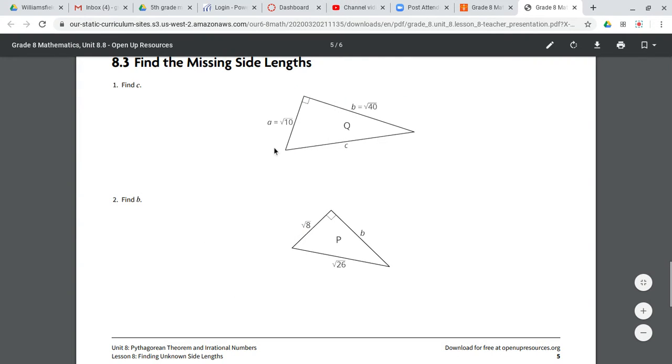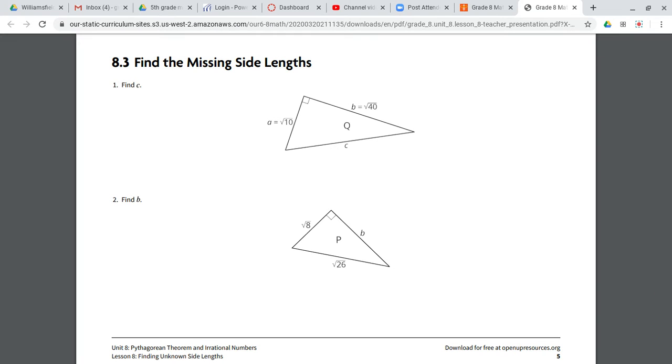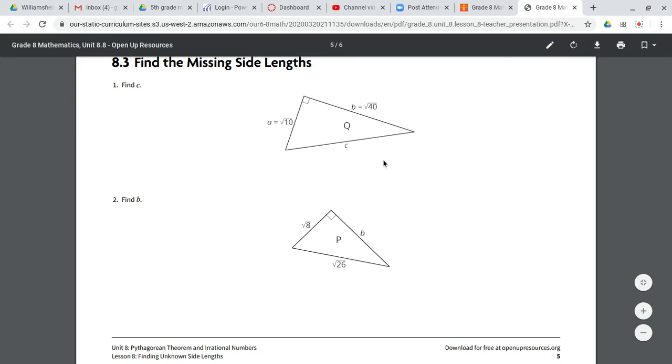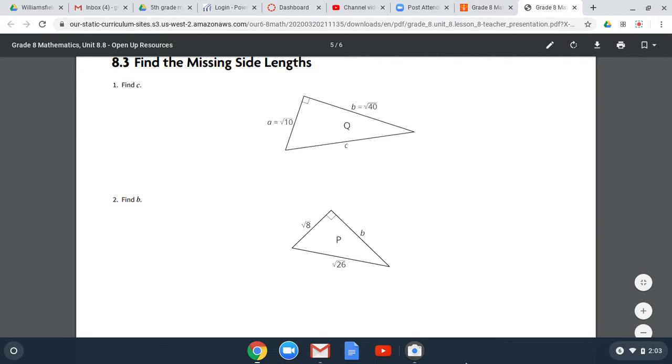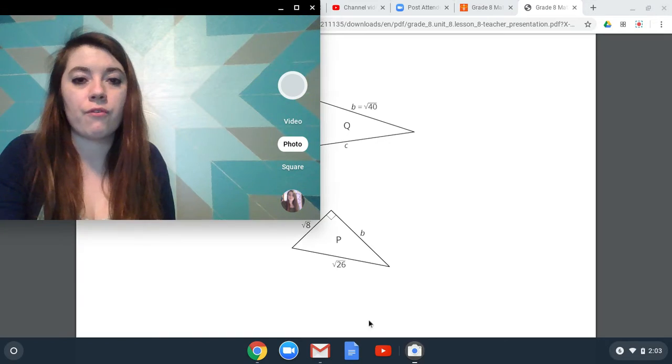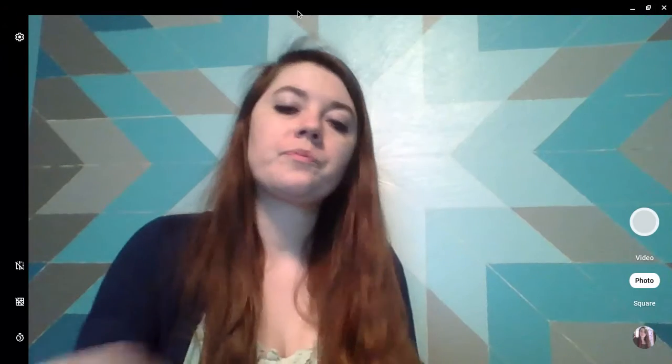So what we have here is we are trying to find the missing side lengths. We're going to find C in the first one. In the second one, we're going to find B. And then in 3 and 4, we're going to have it written out, and we're going to have to solve for it. So I'm going to actually do this off my whiteboard. So I'll switch over to that, and we will solve for C.